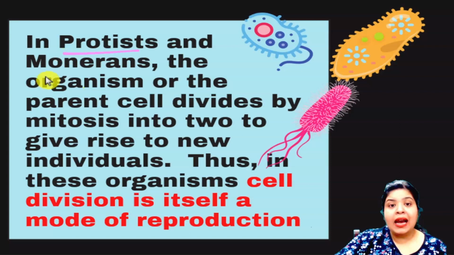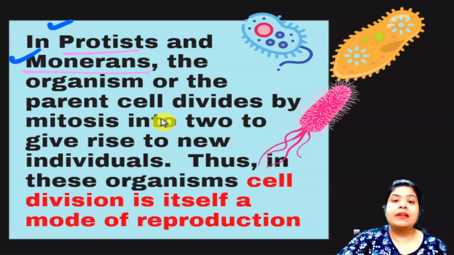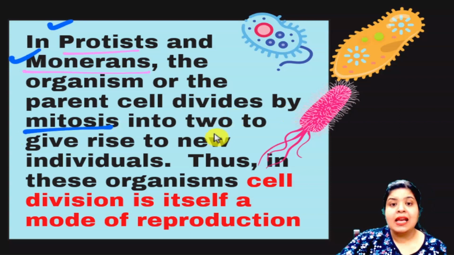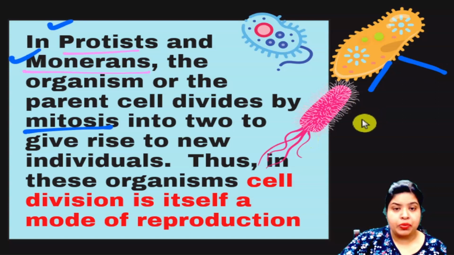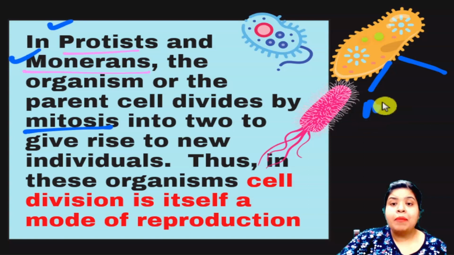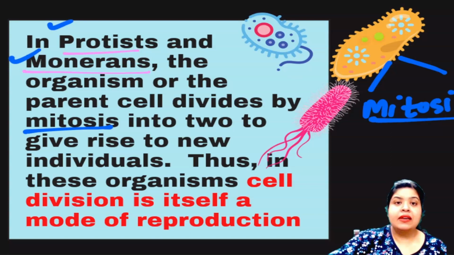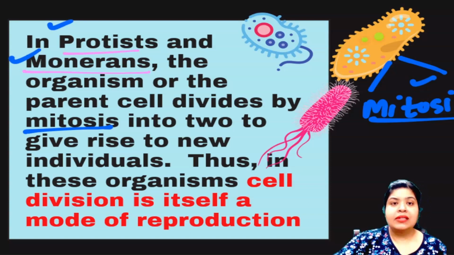In protistans and in monerans, the parent cell divides by mitosis into two to give rise to new individuals. The parent cell is going to divide, and two identical daughter cells are going to be produced, and this is happening by mitosis. So mitotic cell division happens here, resulting in similar identical daughter cells. In these organisms, cell division itself is the mode of reproduction.